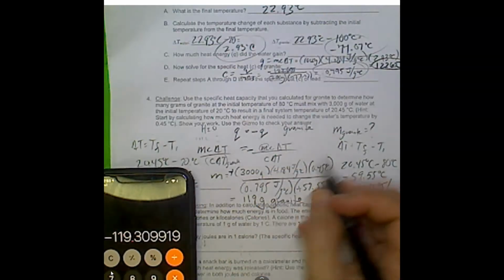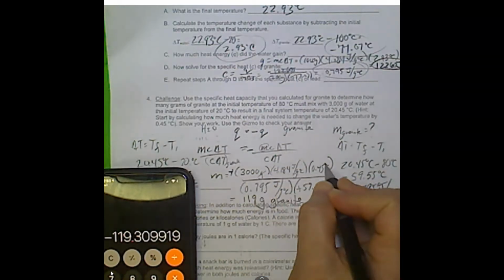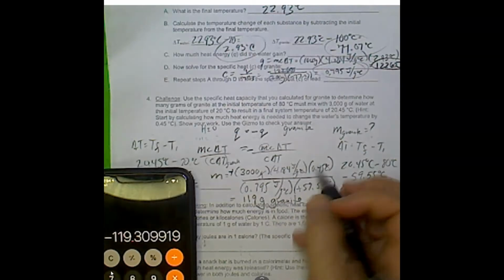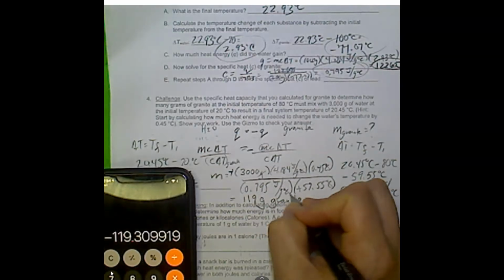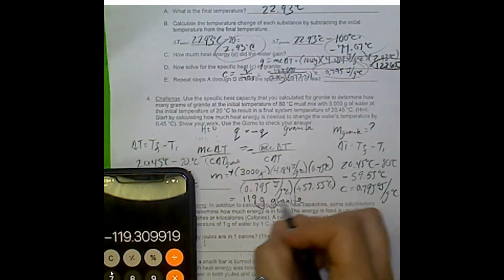Let's check if our units cancel out. Grams, Celsius, joules on the top, joules on the bottom. Degrees Celsius here, degrees. Now we have grams on the bottom of the bottom, which makes grams go to the top, which is what we want. So we have 119 grams of granite. It says go to the simulation and see if this works.